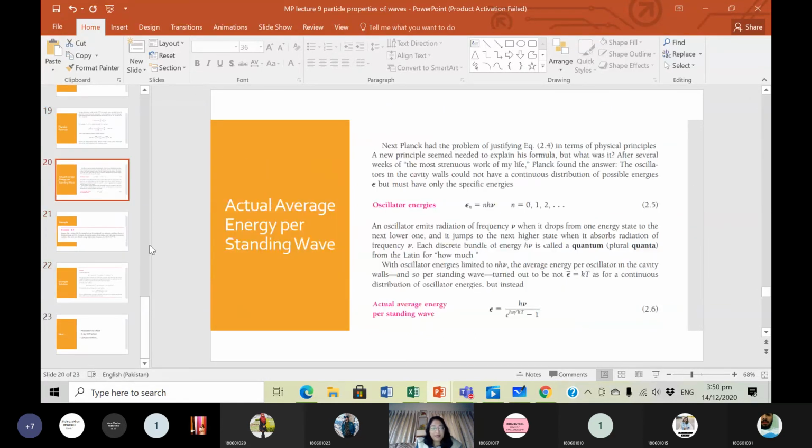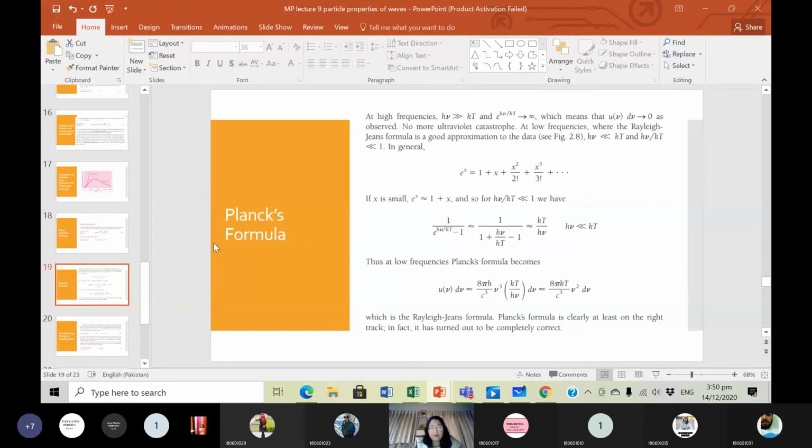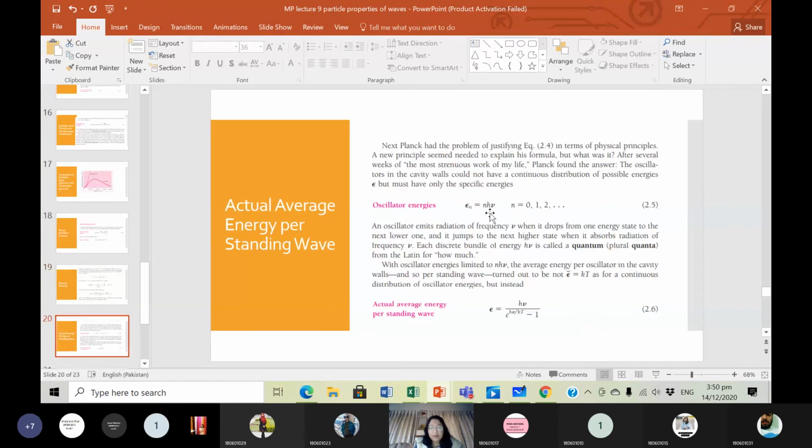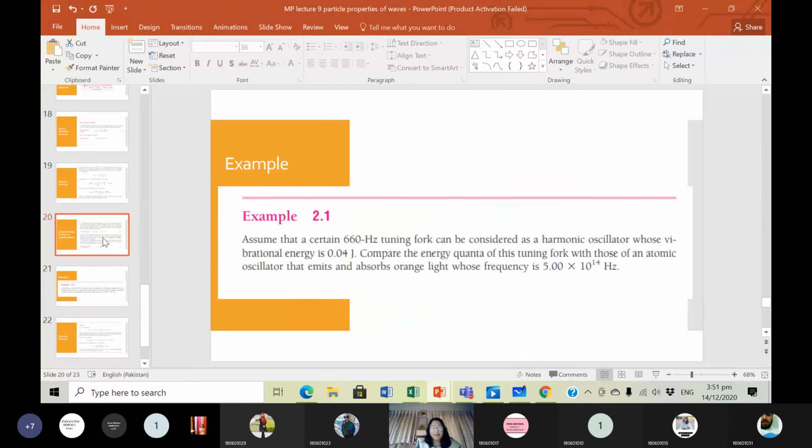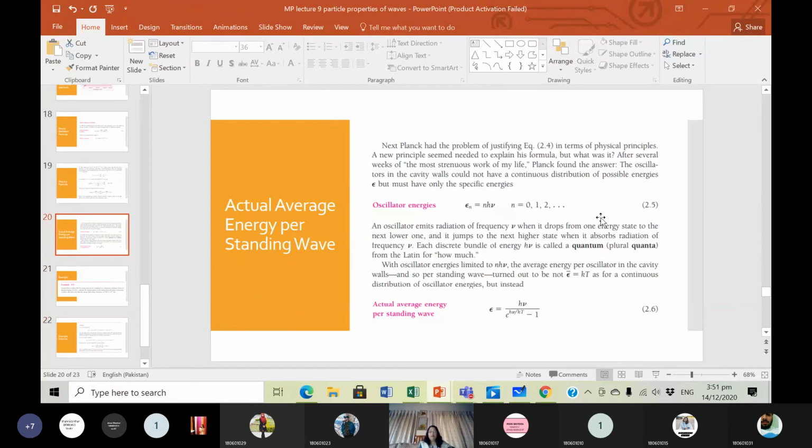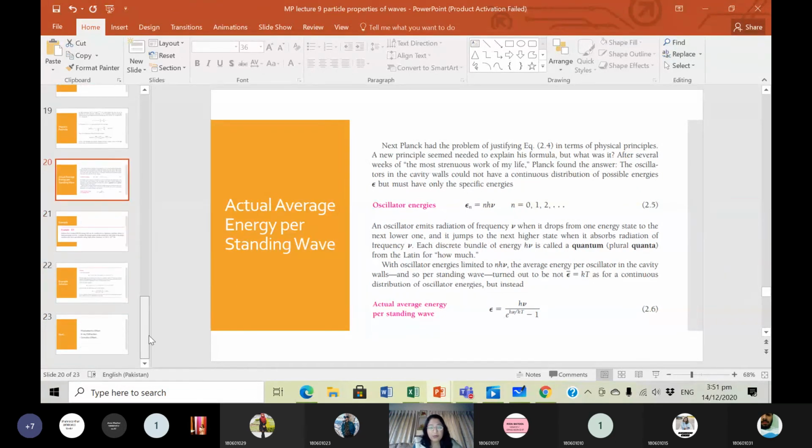Example, we have an example as well, and what else do we have to do here? Oscillator energies, actual energy. But yeah, are there any questions so far? I think we're out of time right now, so I think we will continue.